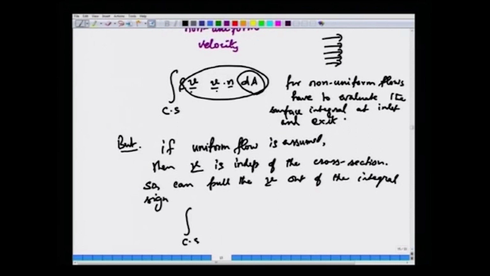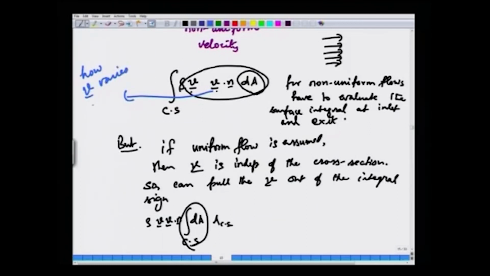So, you will have rho v dot n dA. The integral over dA is simply the area of the cross section or the control surface. So, things become much simpler when flow is uniform. If the flow is not uniform, we need to have knowledge of how velocity varies with the cross section.